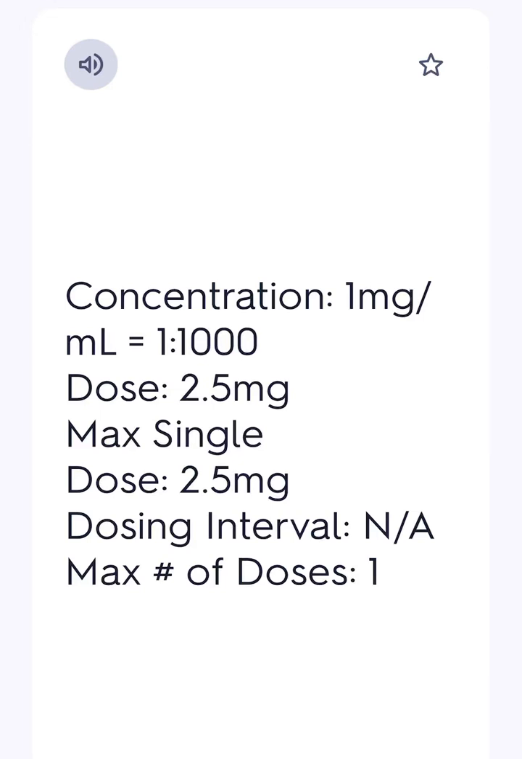Concentration, 1 mg per milliliter equals 1,000 mcg per mL. Dose, 2.5 mg. Max single dose, 2.5 mg. Dosing interval, n/a. Max number of doses, 1.